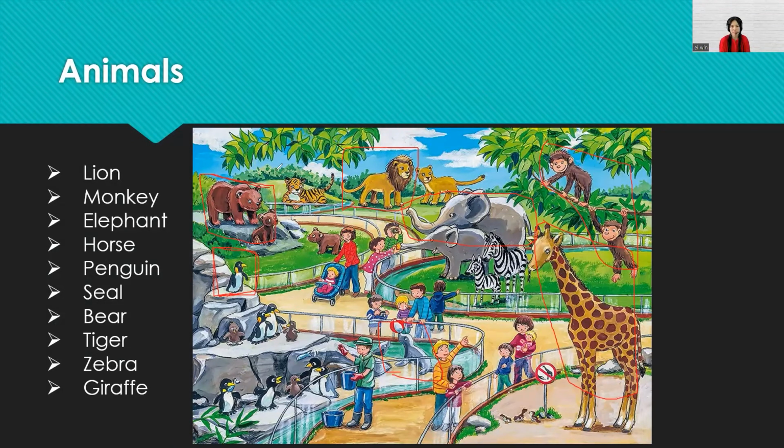So the last one, it has stripes. The color is yellow and black. So this animal is dangerous for us. If you go to the forest and you can see such kind of animals, what animal is it? Tiger. Good. This one is tiger. Very good.